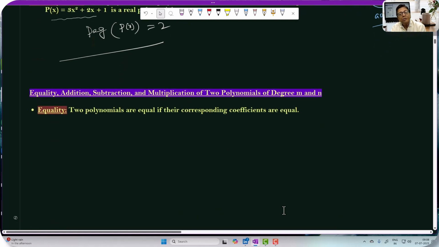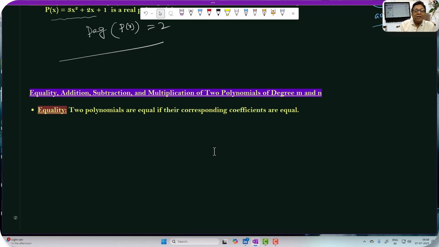Addition is a well-defined term here. We can also make two polynomials equal. Under what condition are two polynomials said to be equal? First thing, let there be two polynomials of the same degree. Then only you can compare. They must be of the same degree.